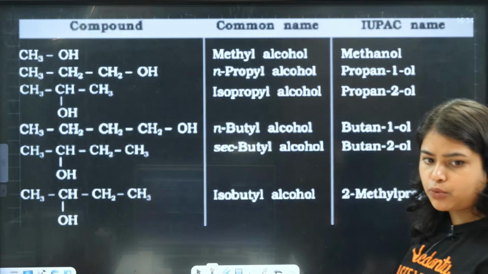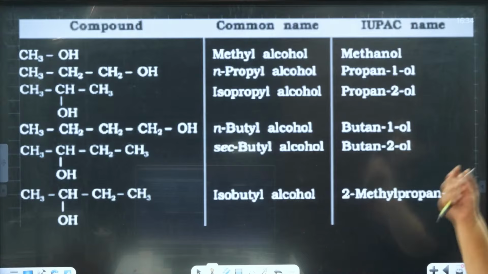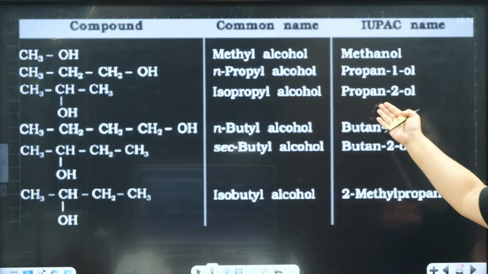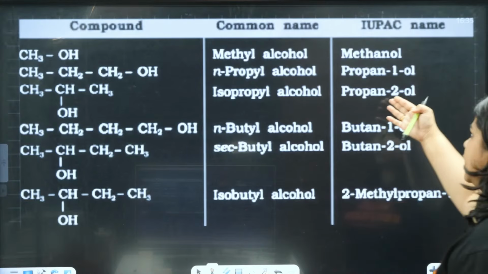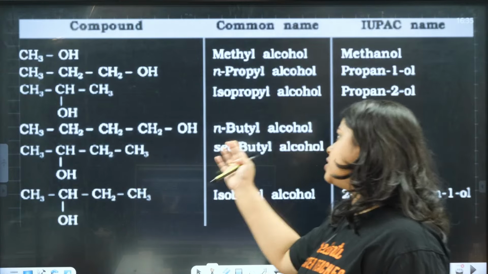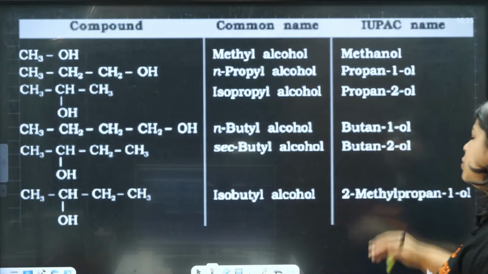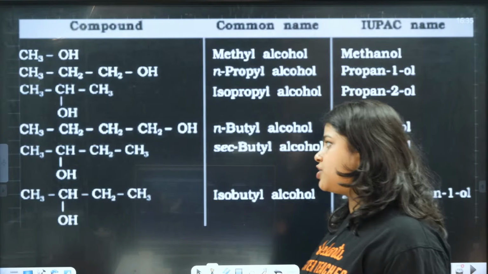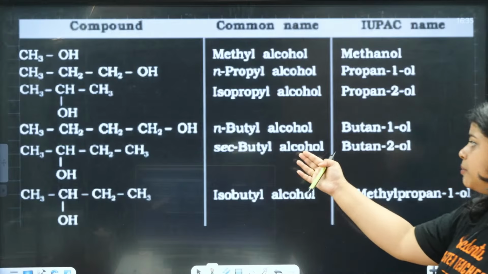Okay, propan-1-ol. Next comes CH3CHOHCH3, that is secondary. That is isopropyl alcohol, also called propan-2-ol. Then CH3CH2CH2CH2OH, that is n-butyl alcohol, that is butan-1-ol. Next comes again CH3, CH2, two CH3, it is secondary butyl alcohol.